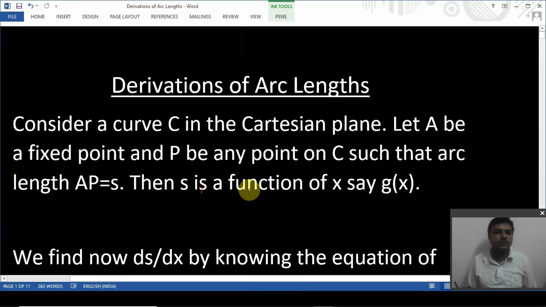Hello students, today I am going to teach you derivation of arc length. Just a brief idea of how we are going to derive arc length. We consider a curve C in the Cartesian plane. Let A be a fixed point and P be any point on C such that arc length AP is equal to S. Then S is a function of X, say G of S.